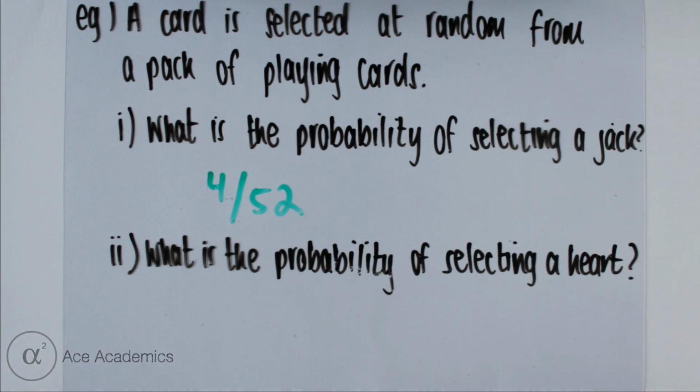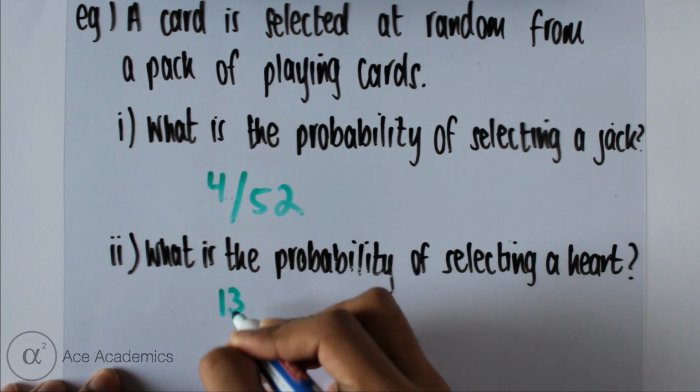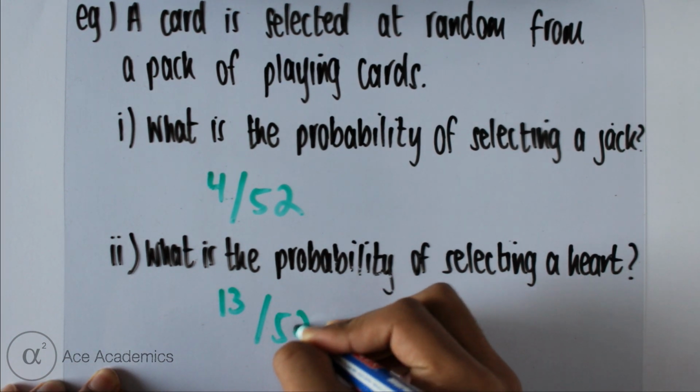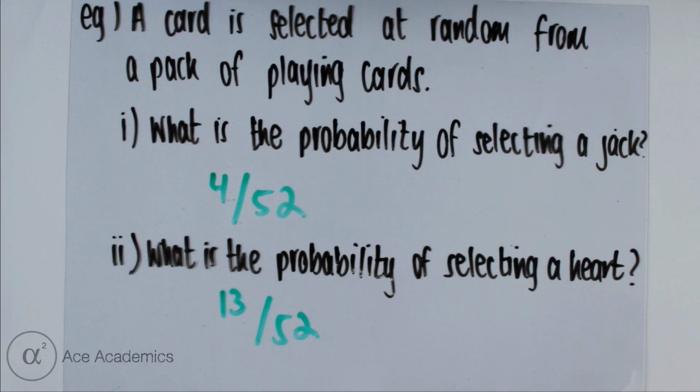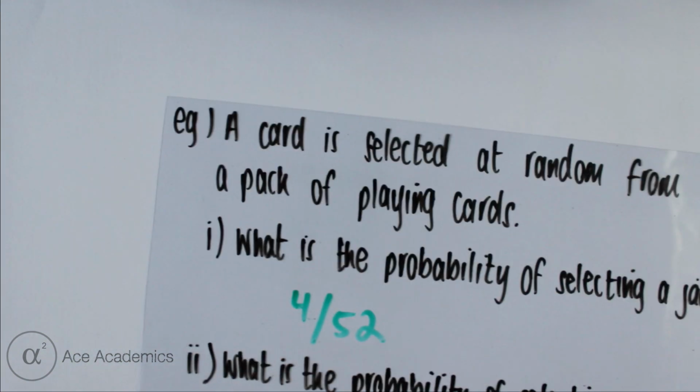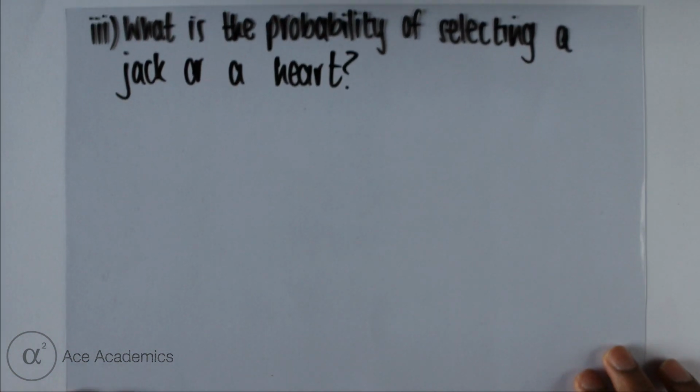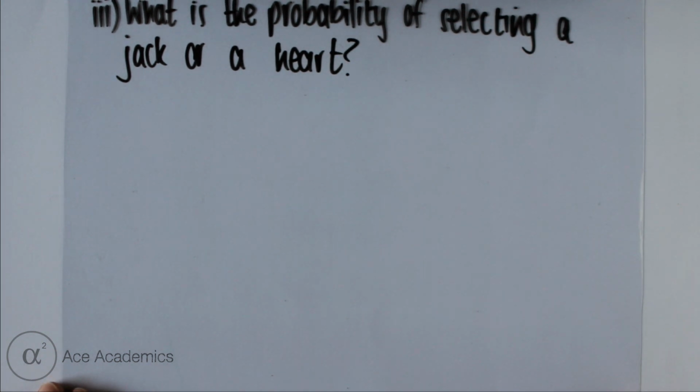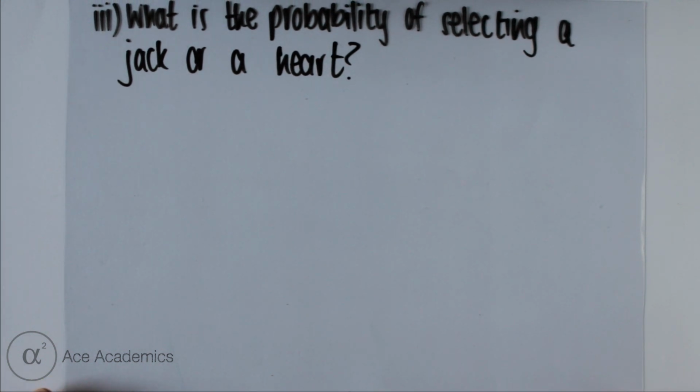The next question is, what is the probability of selecting a heart? Now, there's 13 of each suit, so there's 13 hearts, and a total of 52 cards. So the probability is simply 13 over 52. Now, let's look at the next part of this example. The next question says, what is the probability of selecting a jack or a heart?